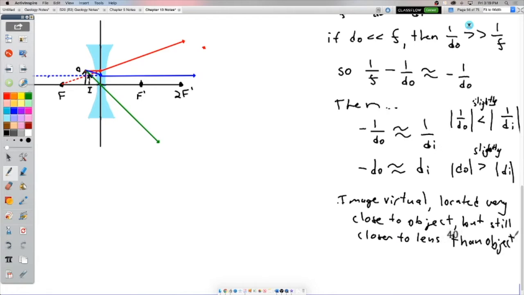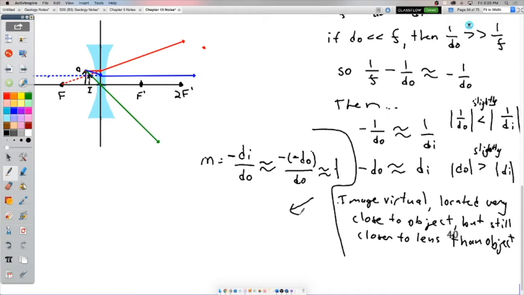Okay, what about the magnification or the height? Well, let's do magnification this time. If m equals negative d_i over d_o, and we're saying d_i and d_o are pretty close to the same, of course not exactly, then that is negative negative d_o over d_o, which is about equal to 1. Realistically, it would be slightly less than 1, but it is positive. That part's right. It's erect.